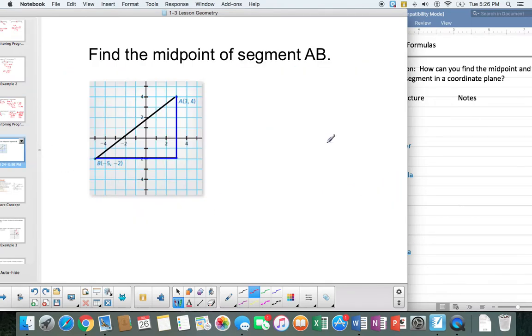Find the midpoint of segment AB. So here's segment from A to B, and we want to find the coordinates of this midpoint, somewhere in between here. Now let's go ahead and make this right triangle, and this point will be the point. It's going to have the same x coordinate as that one, and it's going to have the same y coordinate as that one, which is -2.